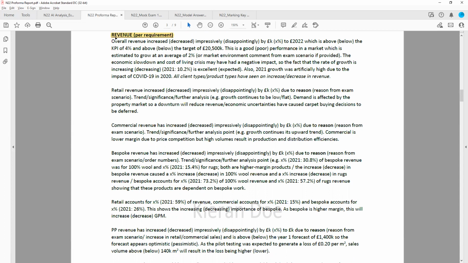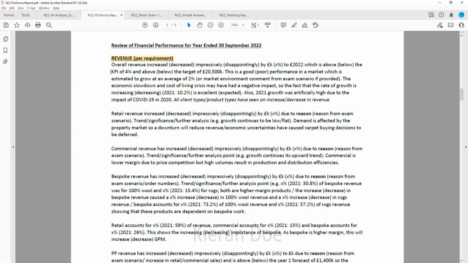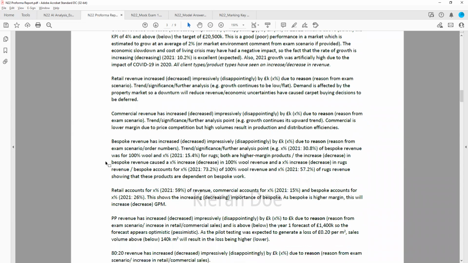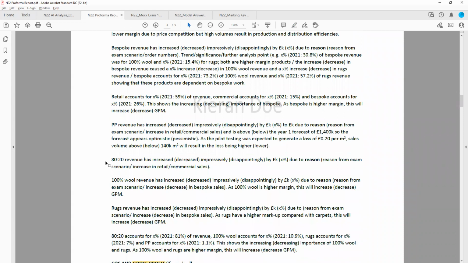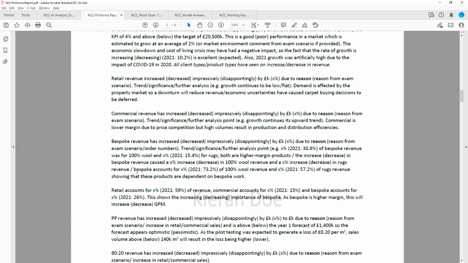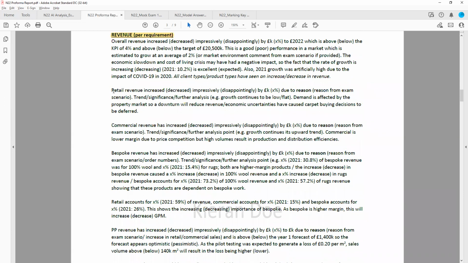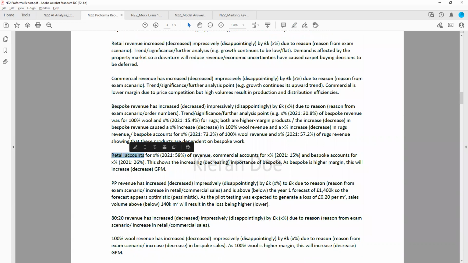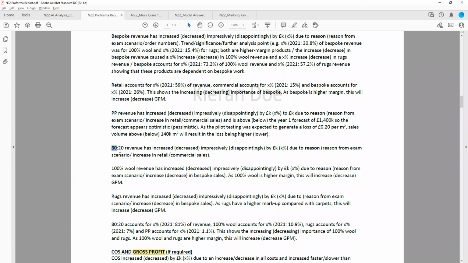So we want to make sure that we pass all of the boxes and do everything the examiner requires us to do to pass. But of course, you don't want to spend too much time. And as explained, on this pro forma report, we have covered every eventuality here because, of course, we have overall revenue, then we've got each of the different client types, mix by client type, and then all of the different product types as well, and then mix by product type.